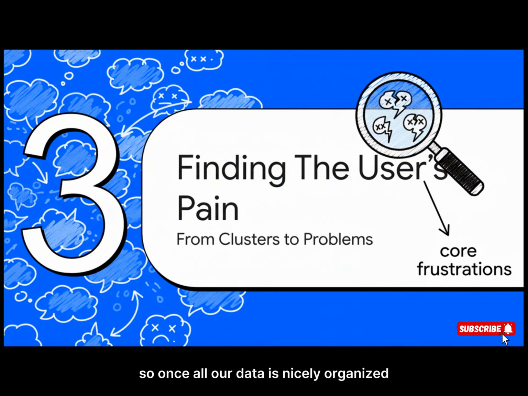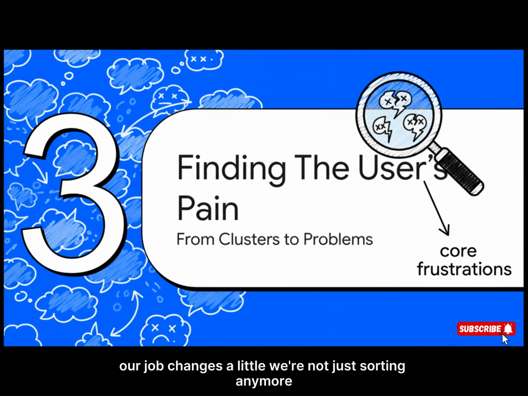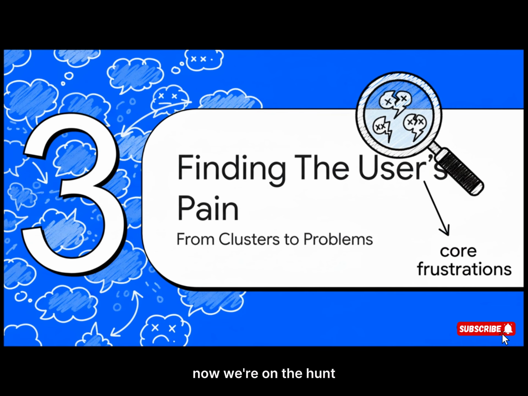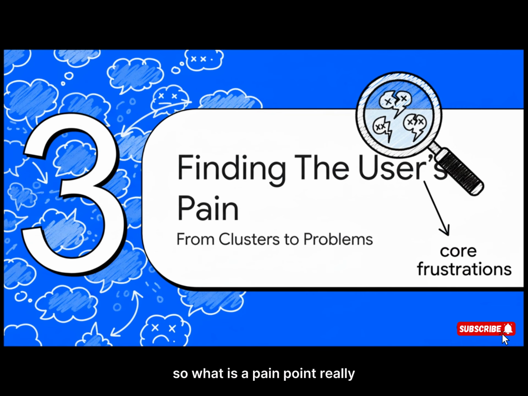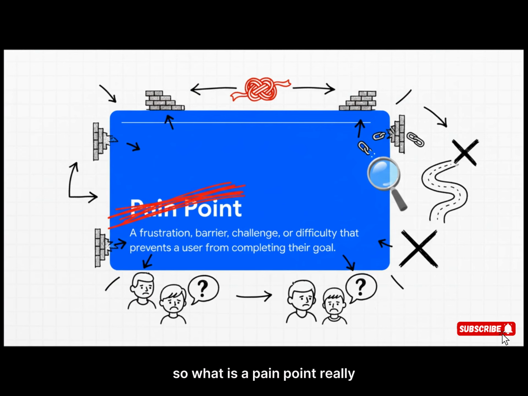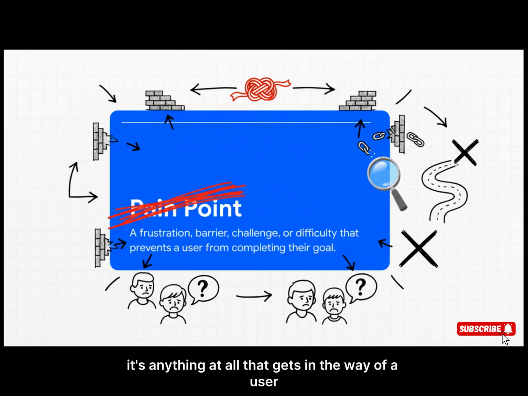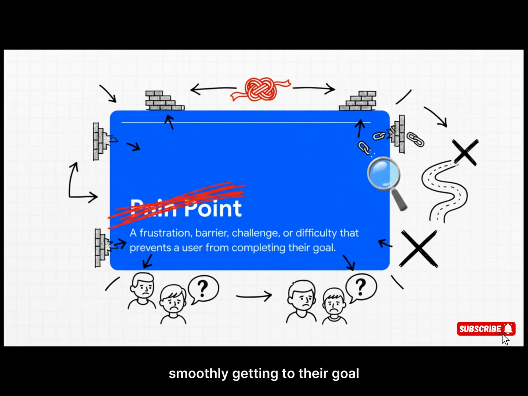So, once all our data is nicely organized into these meaningful clusters, our job changes a little. We're not just sorting anymore. Now we're on the hunt. We're searching for the user's biggest frustrations. So what is a pain point, really? Think of it as any moment of friction. It could be a barrier, a frustration, a tiny inconvenience. Really, it's anything at all that gets in the way of a user smoothly getting to their goal.